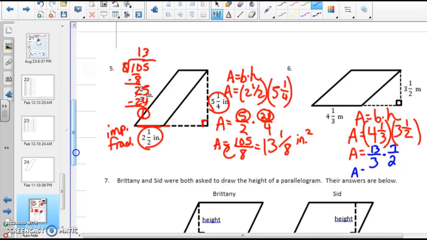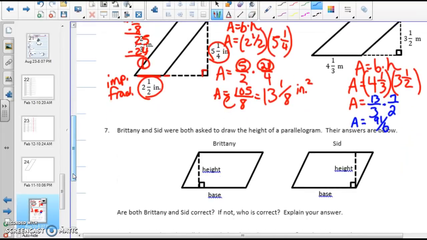Then when you multiply, 13 times 7 is 91. 3 times 2 is 6. And again, you're going to change that back to a mixed number because it is an improper fraction. When you divide 6 into 91, you get 15 with 1 left over. Number 6, the answer is 15 1/6 square, I'm having to write it below it because I'm running out of room, square meters.